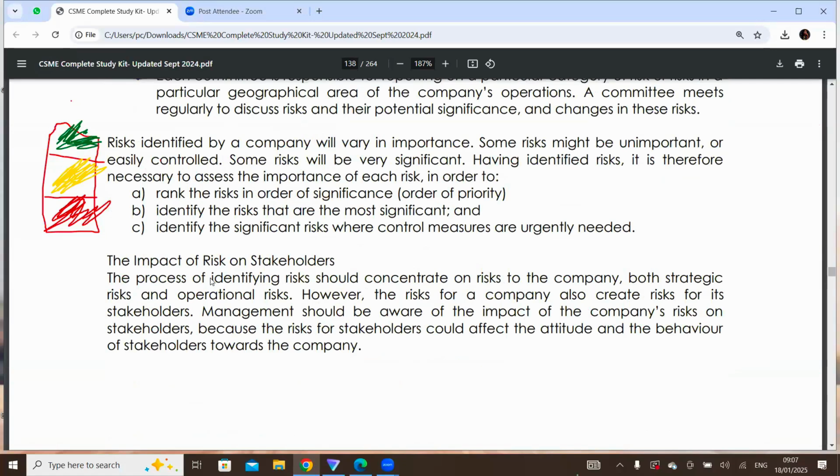So let's say rank the risks in order of significance. Abi, what can you use to do that? What do you use to rank your risks in order of significance? Risk dashboard. Exactly. So we said identify the risks that are most significant, and identify the significant risks where control measures are needed, like when a risk is red.